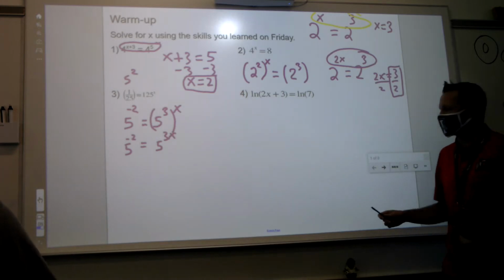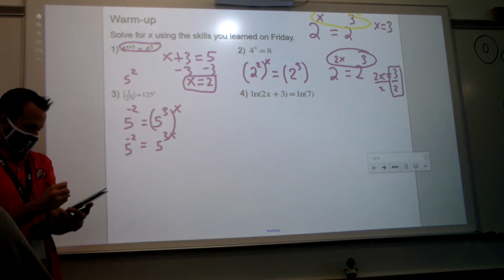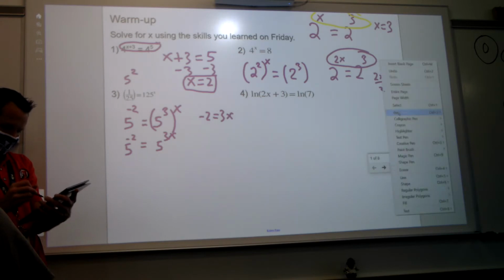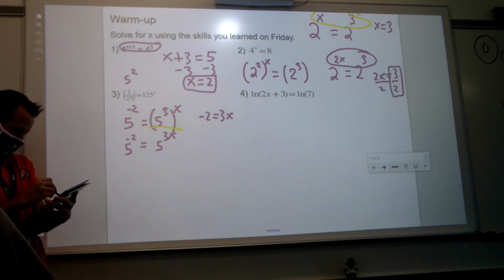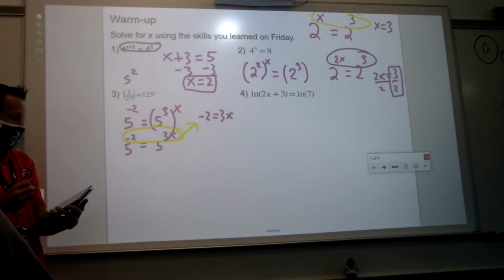Now that the bases are the same, we're going to set those exponents equal to each other. So I'm going to get negative 2 is equal to 3x. I'm just going to show you that real quick. I'm going to set these equal to each other right there. So then, I want to solve for x.